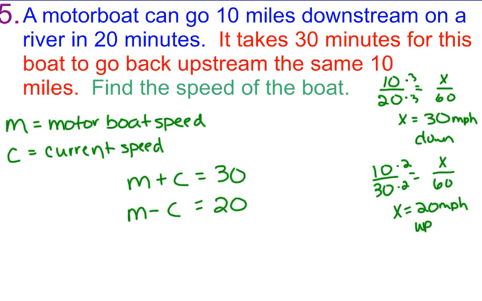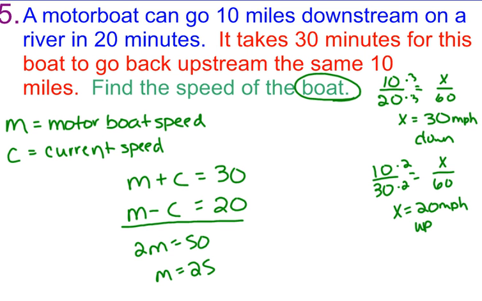So here's my two equations. I'm going to use elimination because look at it, set up really nice for it. My c's already cancel out. I have 2m equals 50, divided by 2, and I will find that my motorboat speed was 25 miles per hour. Is that what they asked for? And Excel Math will ask for the current speed also, so make sure you watch what they're asking for. My motorboat speed is 25 miles an hour.